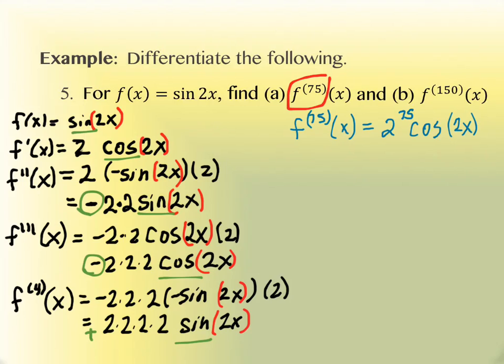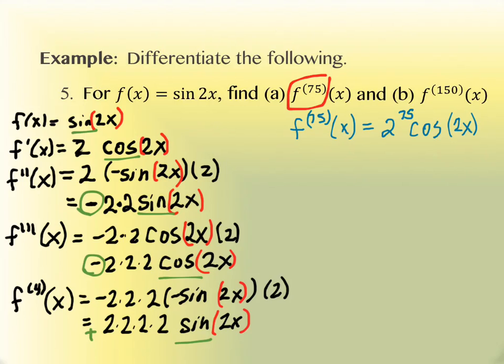So there's a really quick way to do that, though. One quick way is noticing the pattern. I started out with sine. I went to cosine. That was the first derivative. The second derivative was negative sine. The third derivative was negative cosine. And the fourth derivative was positive sine. This fourth derivative, sine, went back to the beginning, didn't it? It's a positive sine, just like I started with.